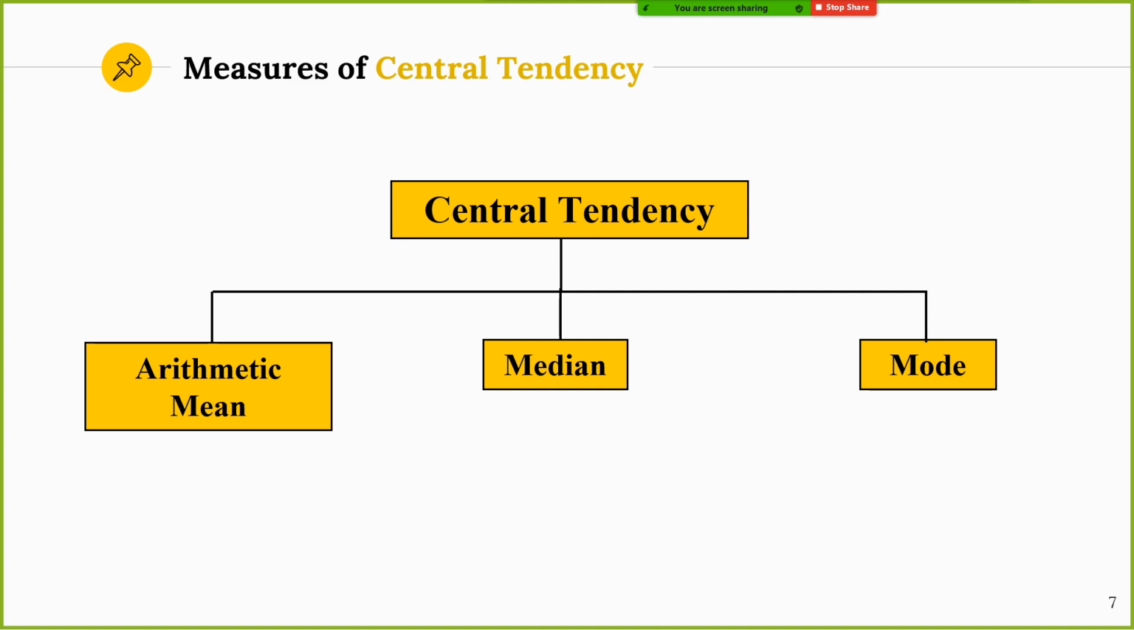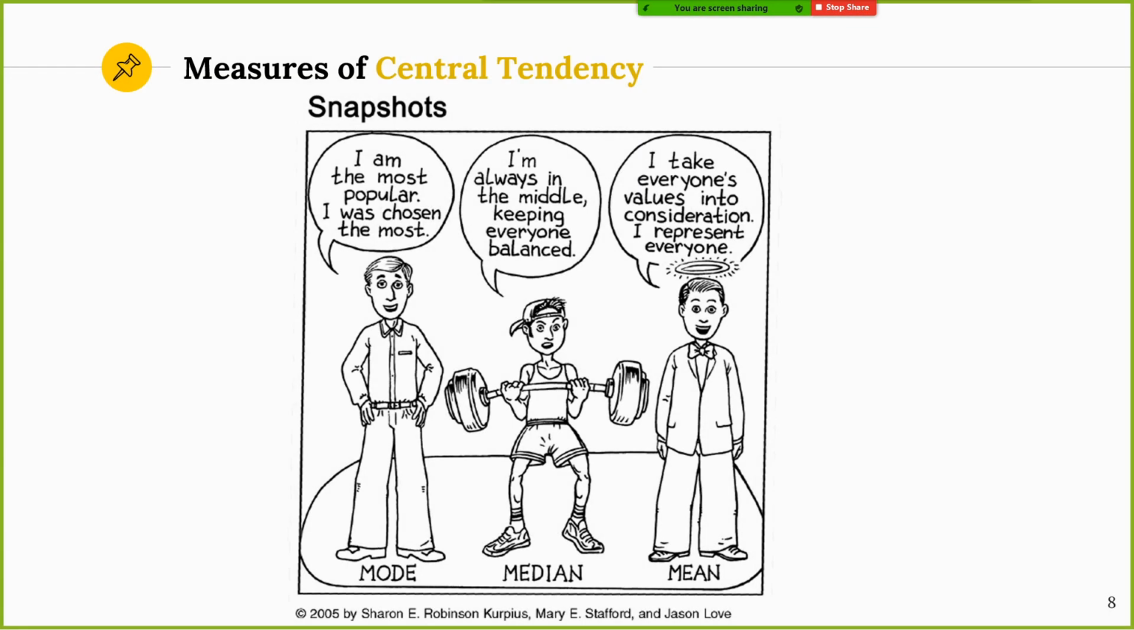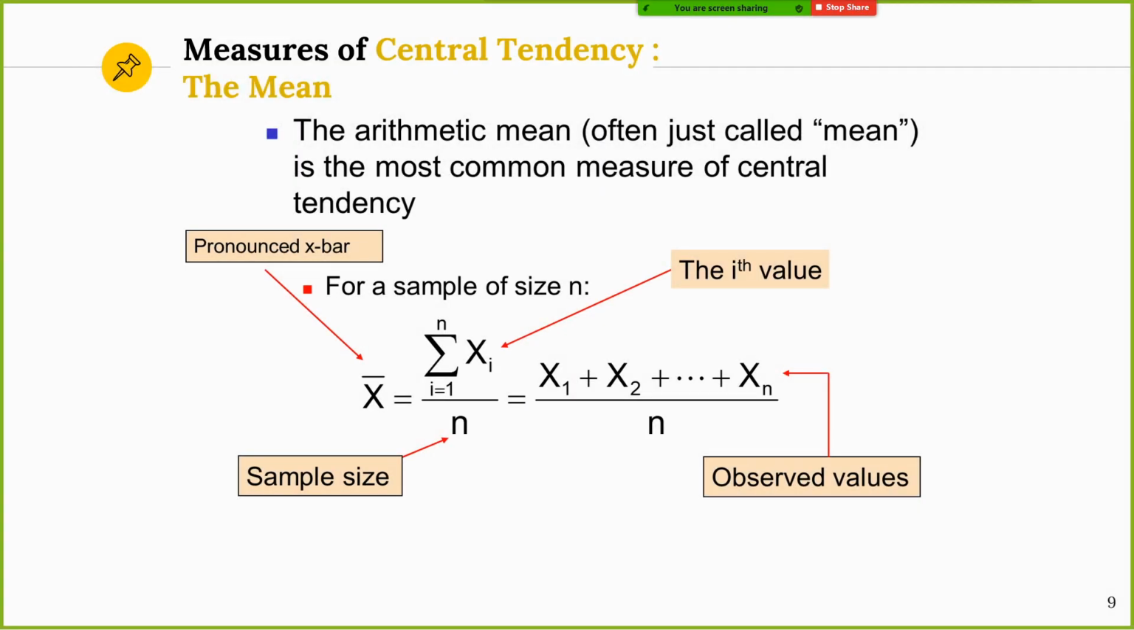The next is the mode. The mode is the most frequent number. You can see in this cartoon: I'm the most popular, I was chosen the most, because yes, the mode is the most frequent number. And we have the median, yes, the middle number. And the mean. The mean is the average. Okay. So let's continue with the mean.